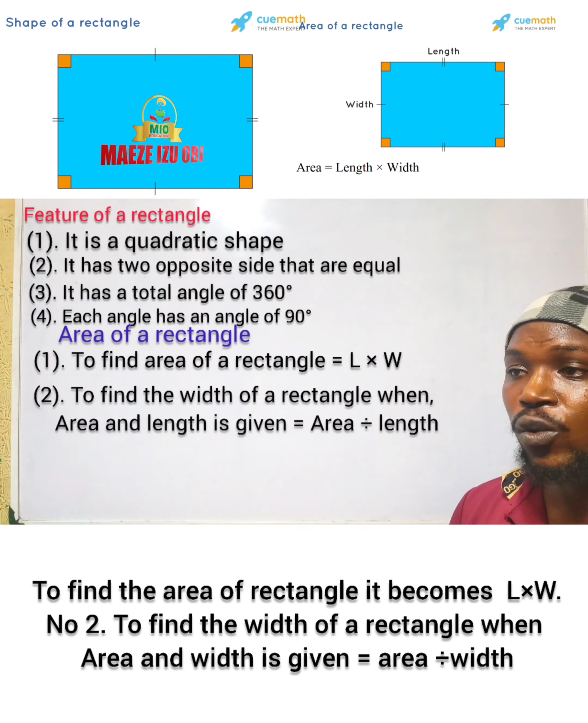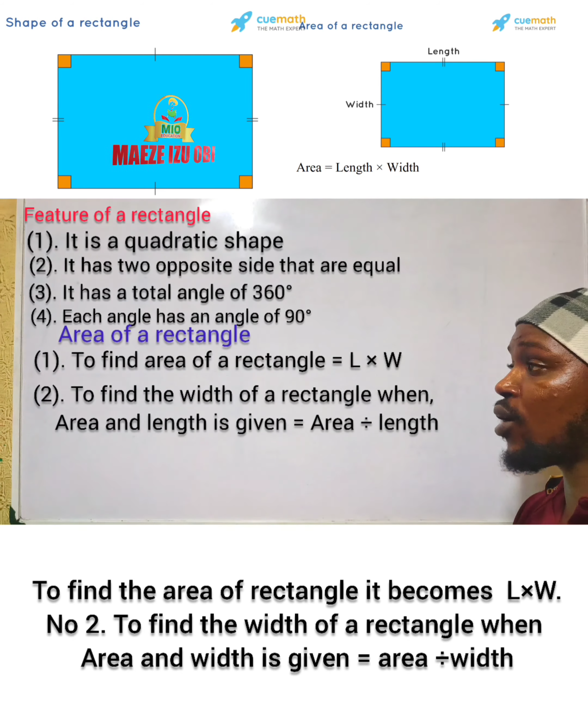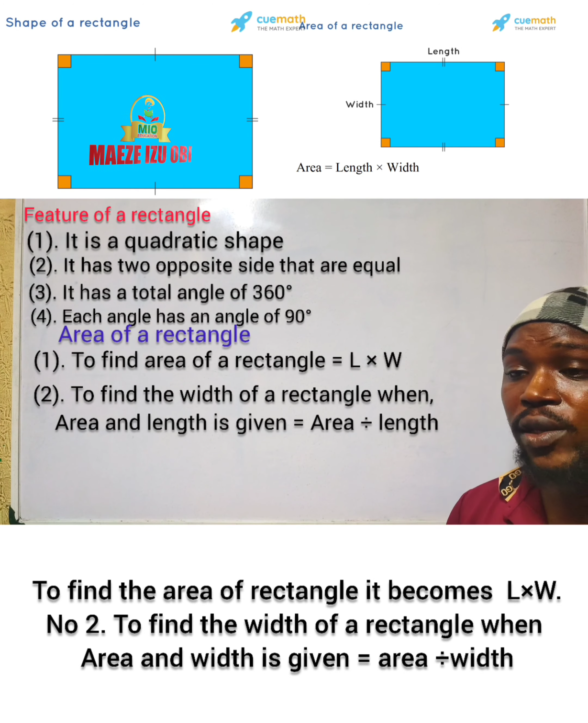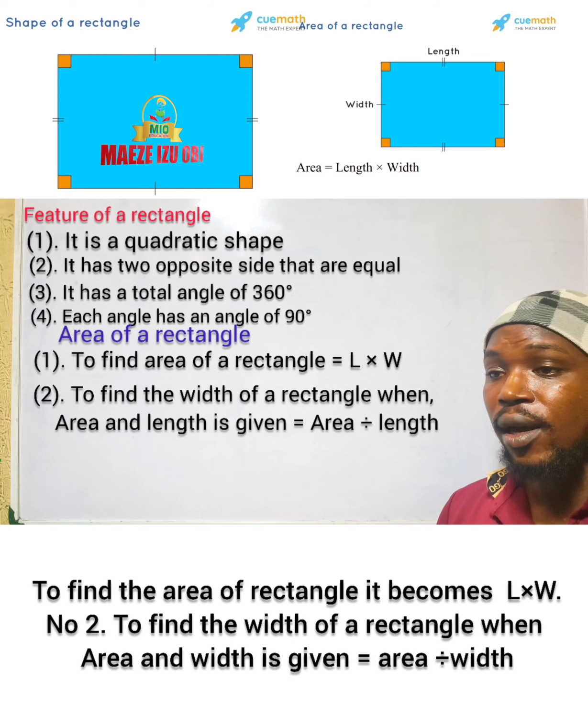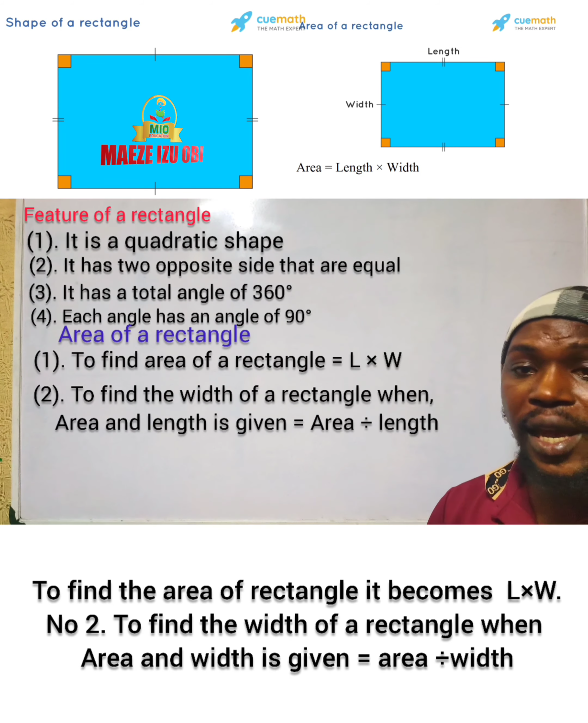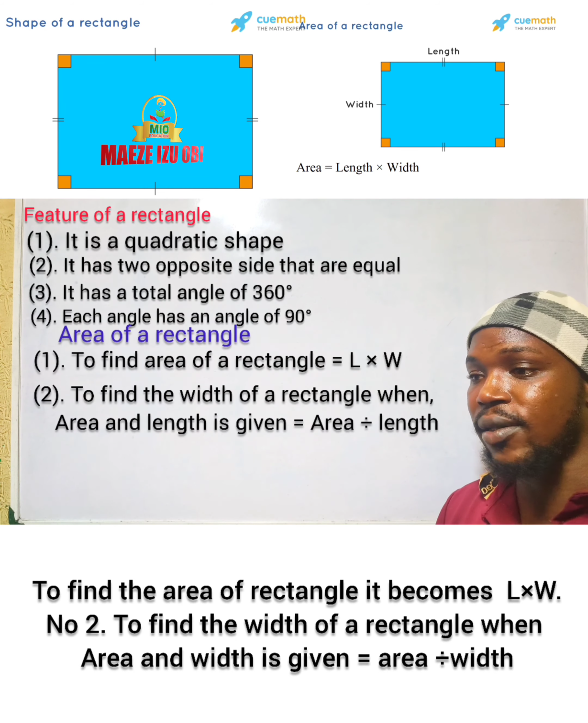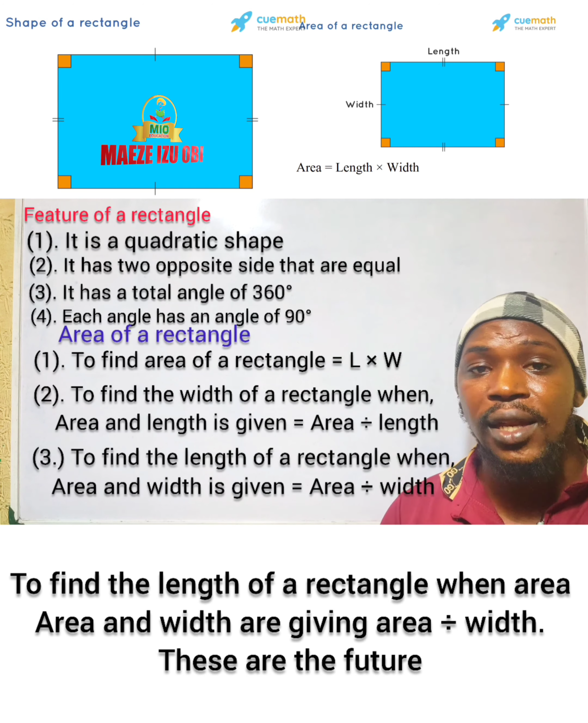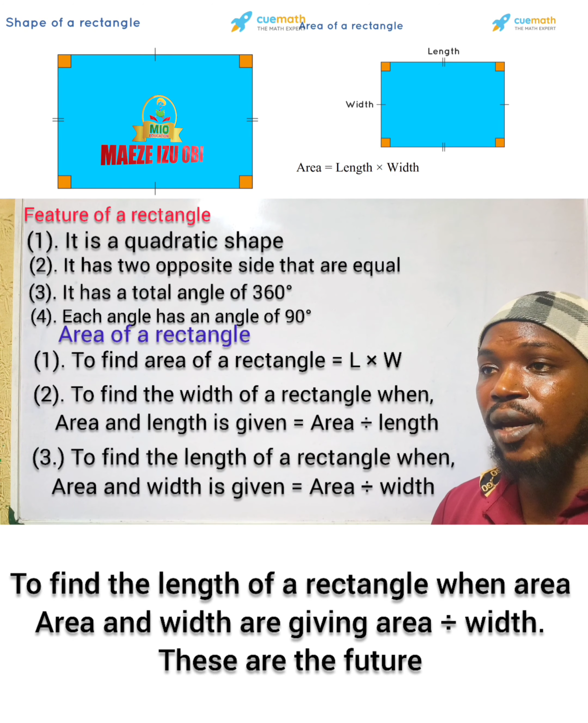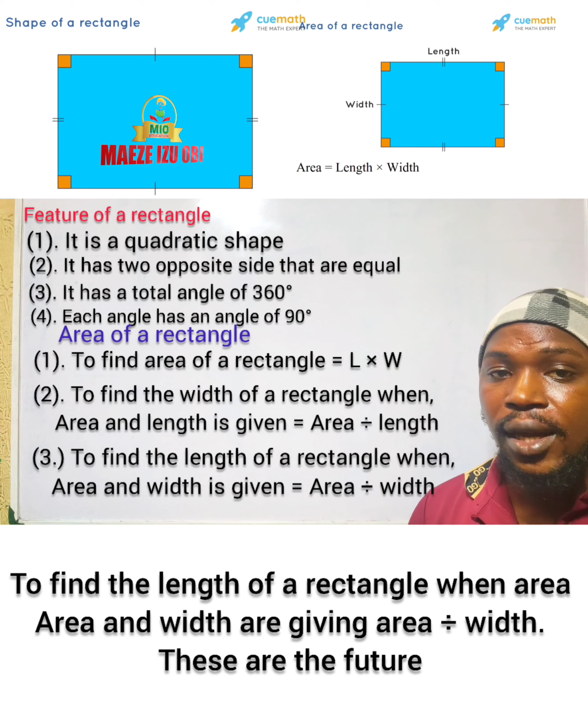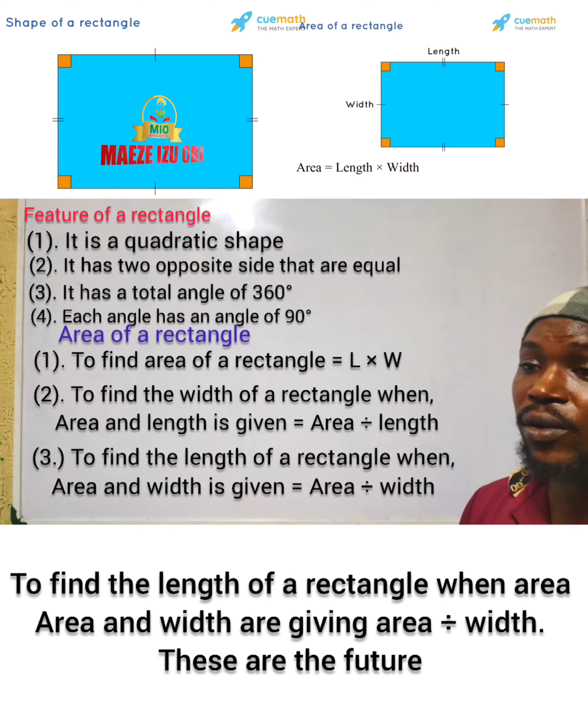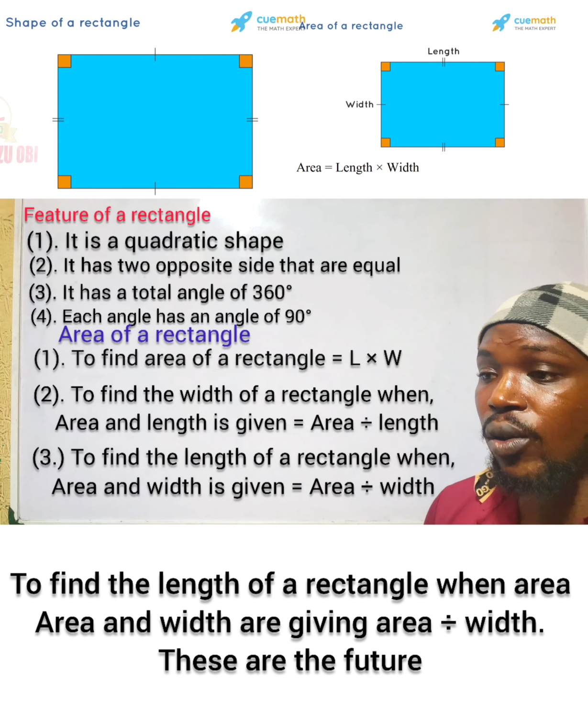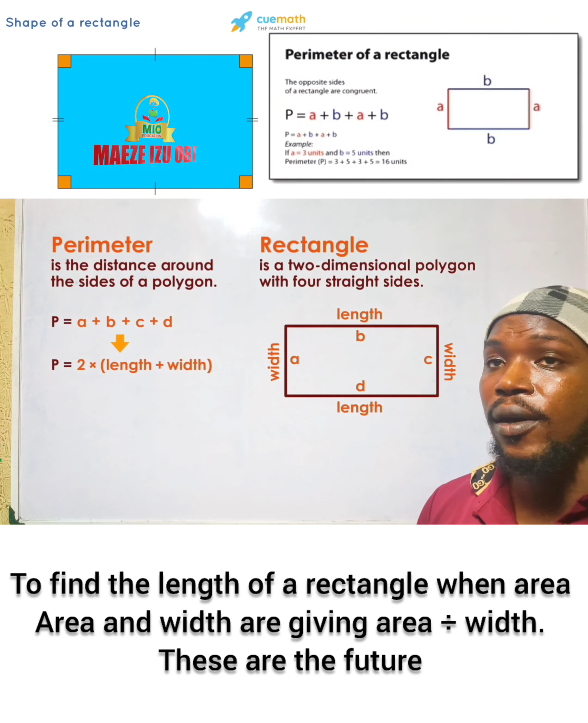Number two, to find the width of a rectangle when area and length are given, it becomes area divided by length. Number three, to find the length of a rectangle when the width and area are given, it becomes area divided by the width. These are the features of finding sides when area is given. We are going to go into the perimeter of a rectangle.